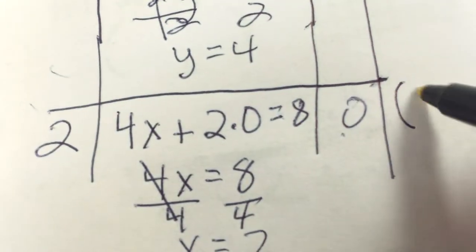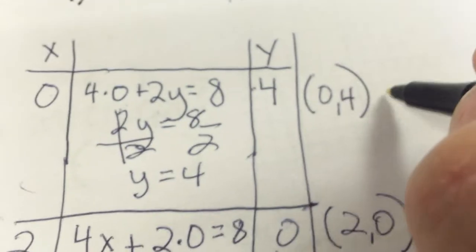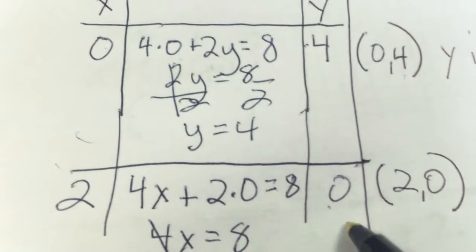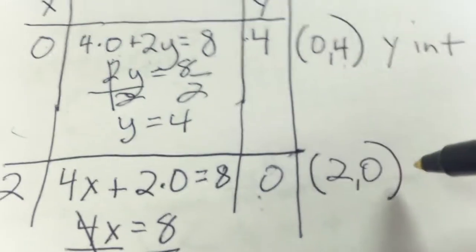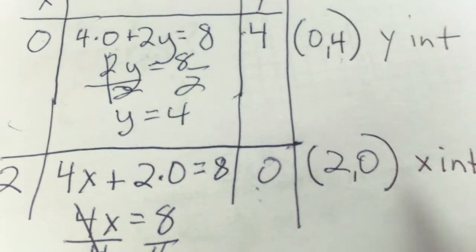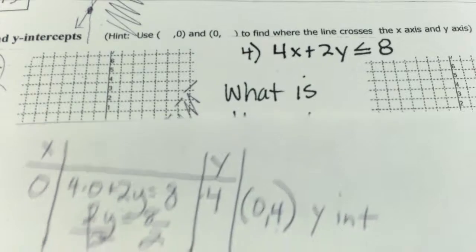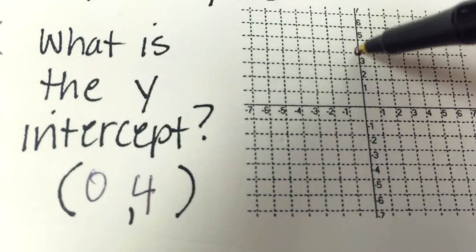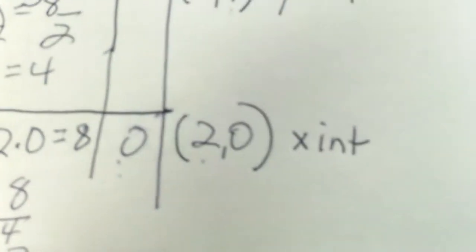So my x and y intercepts, let's see. Since I made x 0, this is my y-intercept, and I know it's going to touch the y-axis at 4. And since I made y 0, that's my x-intercept, I know it's going to touch the x-axis at 2. So this asked me, what is the y-intercept, which I know is 0, 4. Which I'm going to graph right now, 0, 4, and the x-intercept is 2, 0.